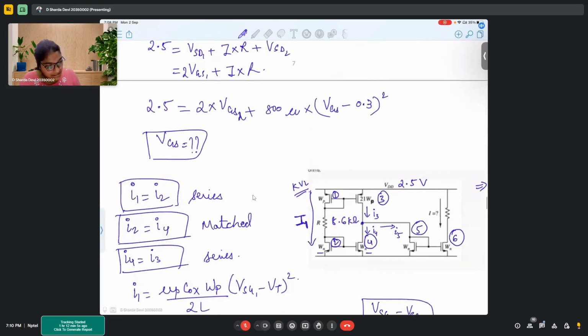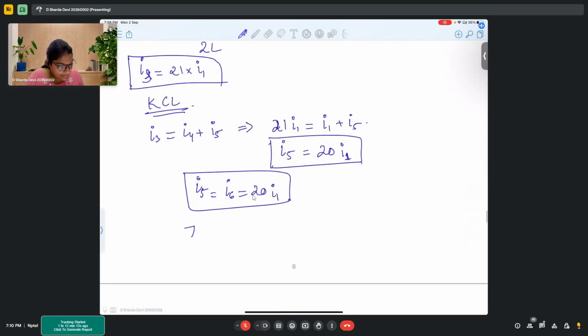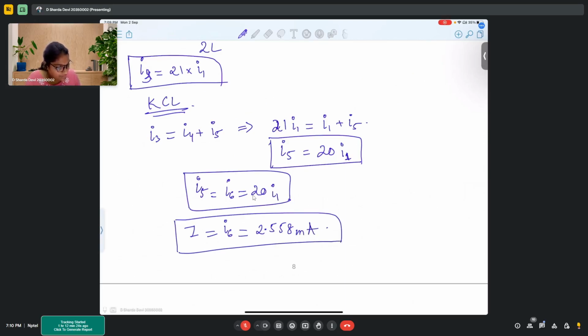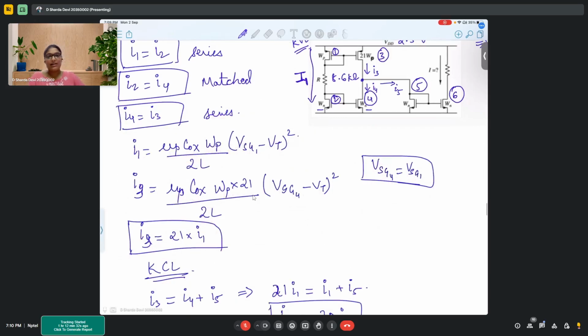So as I mentioned here, the moment we find the VGS from this equation, we will get our I. So the final I, that is I6, turns out to be 2.558 milliamperes. So this is the value of our current through this final transistor I6.